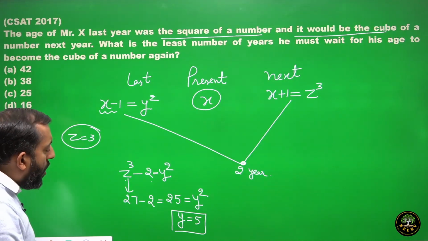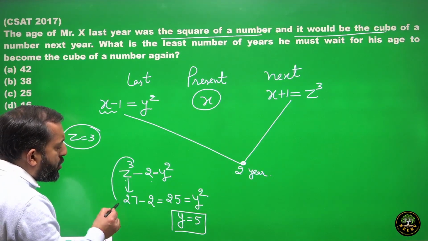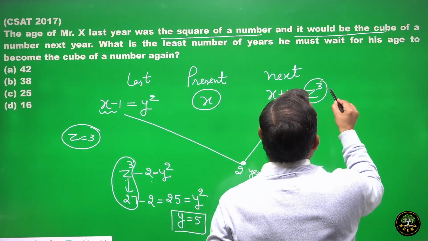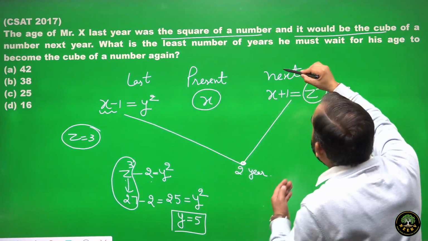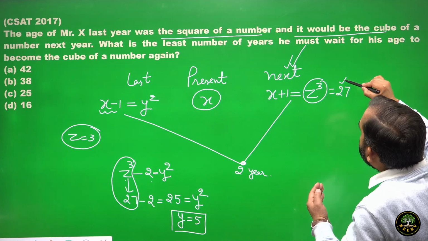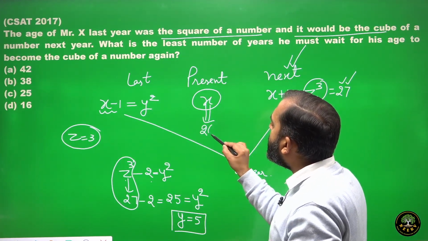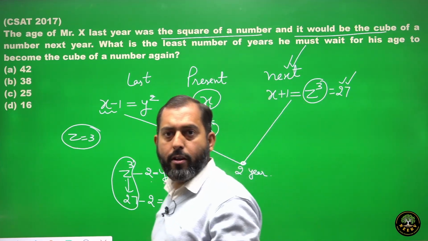Right? Now, what is z cube? Z cube is 27. Meaning, in the next year, his age is 27. So, at present, his age must be 26.